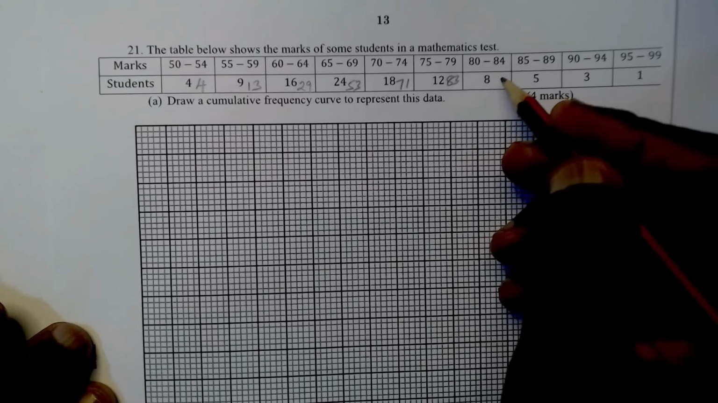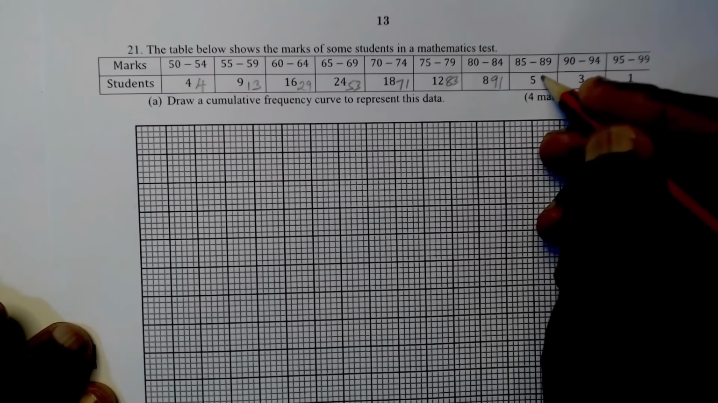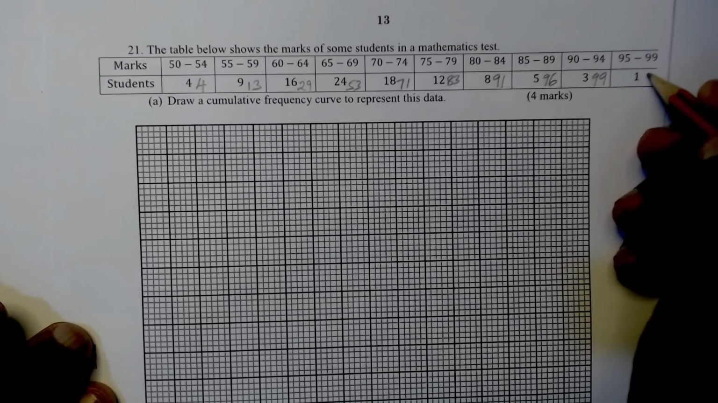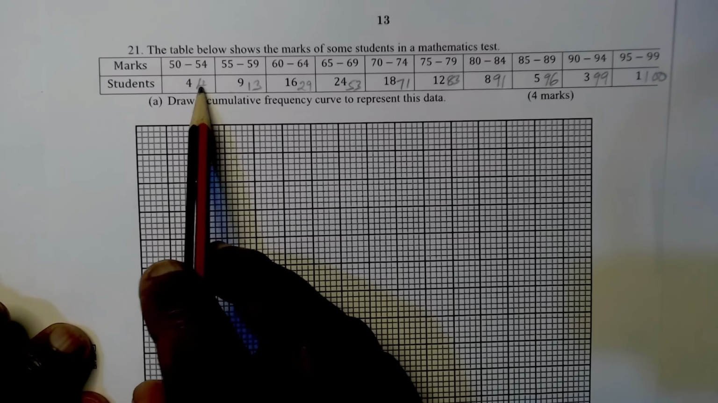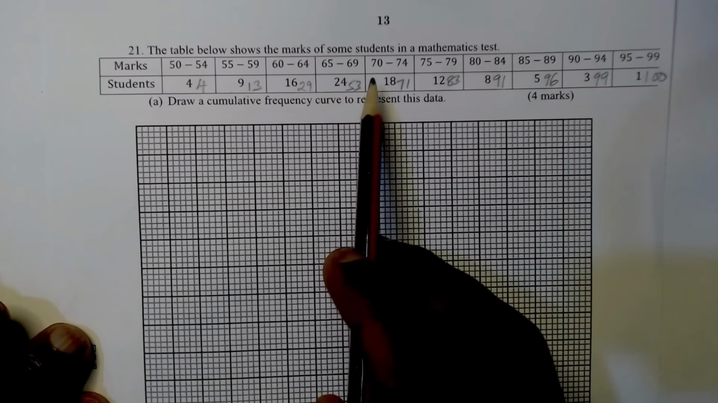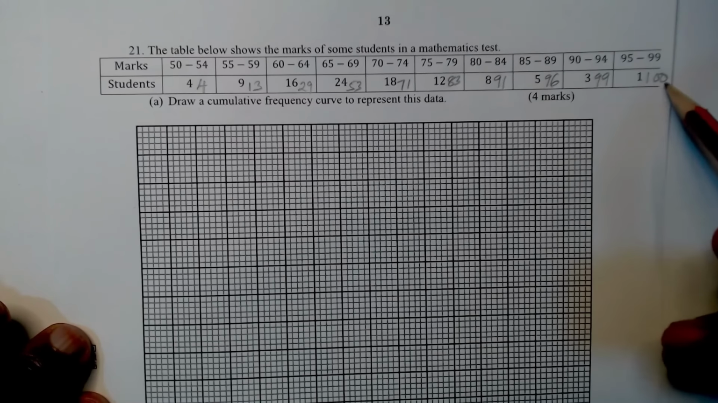And then you have 83 plus 8, you get 91. 91 plus 5, you get 96. 96 plus 3, you get 99. Then 99 plus 1, you get 100. So that is what you're going to use for the y-axis, the number of students, the cumulative frequency. So you're going to use 4, 13, 29, 53, 71, 83, 91, 96, 99, and 100.